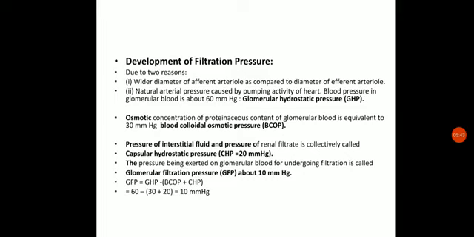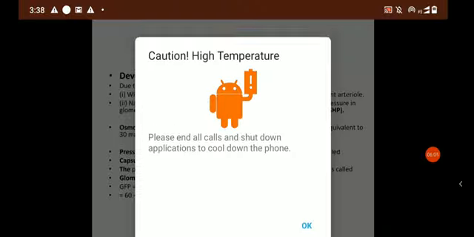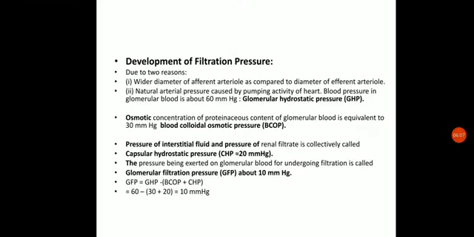So now it has three pressures. That is GHP, glomerular hydrostatic pressure, exerted by the pumping heart. Next, the blood colloidal osmotic pressure, that is BCOP, exerted by the colloidal particles present in blood. And that is CHP, that is 20 mm of Hg, which is developed by the capsule, the interstitial fluid present in the capsule. So these are the three different pressures.